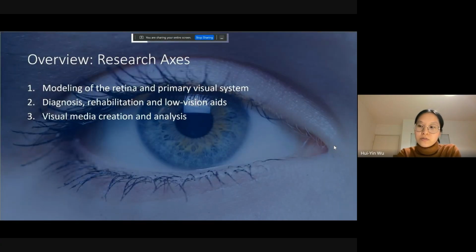Specifically, the BioVision team has 3 research axes. The first one is modeling of the retina and the primary visual system. The second one is diagnosis, rehabilitation, and low vision aids. And the third one is visual media creation and analysis. Each of these research axes is linked to the main research of one of the permanents of this team. I'm going to give a broad overview of the research in each of these axes.